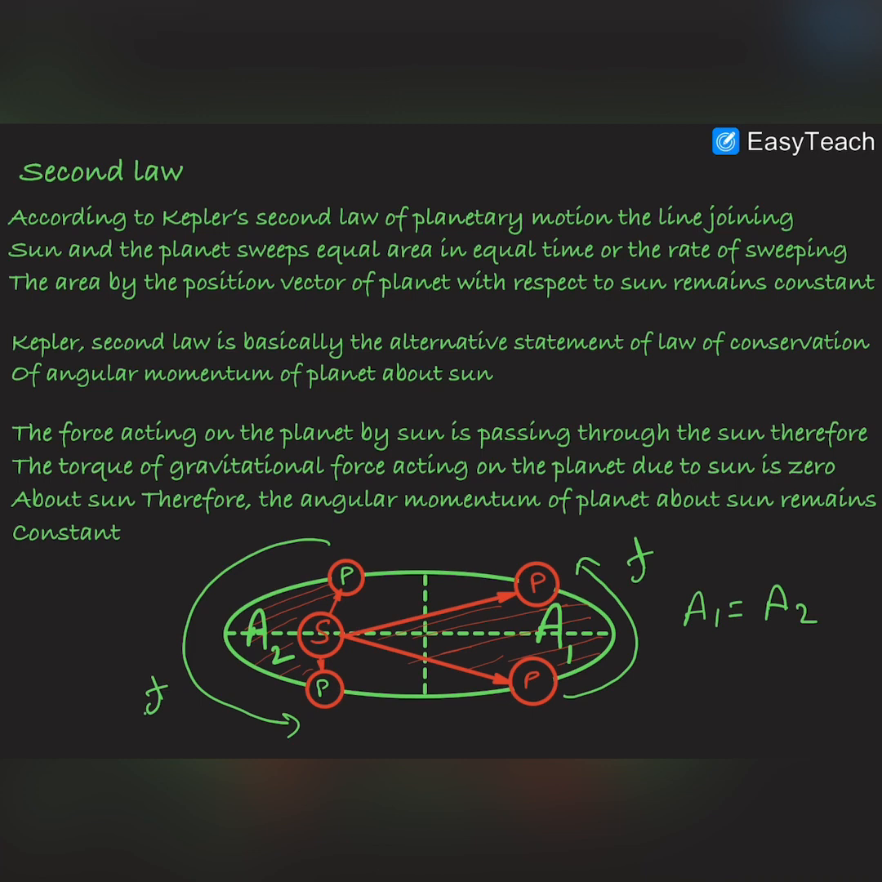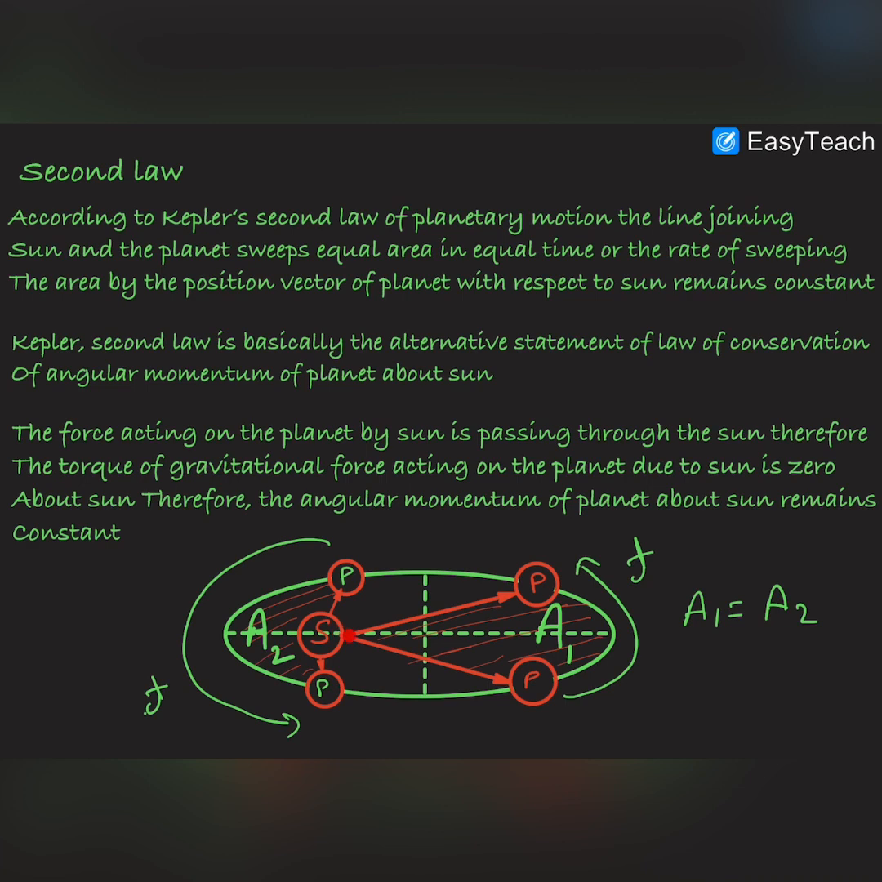According to the second law of Kepler's planetary motion, the line joining the position vector which joins this planet and sun sweeps equal areas in equal times, which means that the rate at which it sweeps the area is constant. Let us imagine that this planet was at this position at t equal to 0, and after some time t, it reaches this position by going along an elliptical trajectory around the sun.